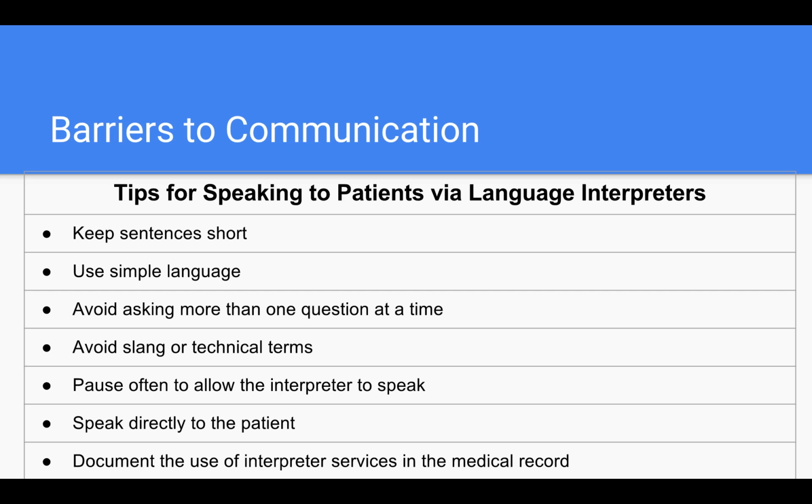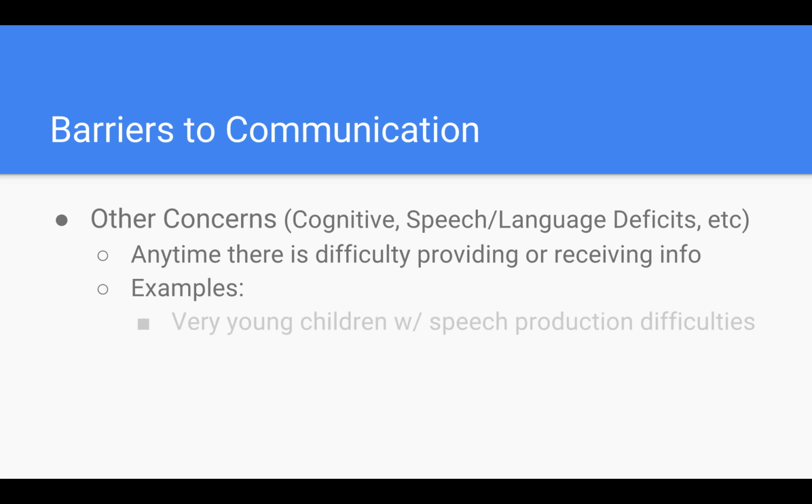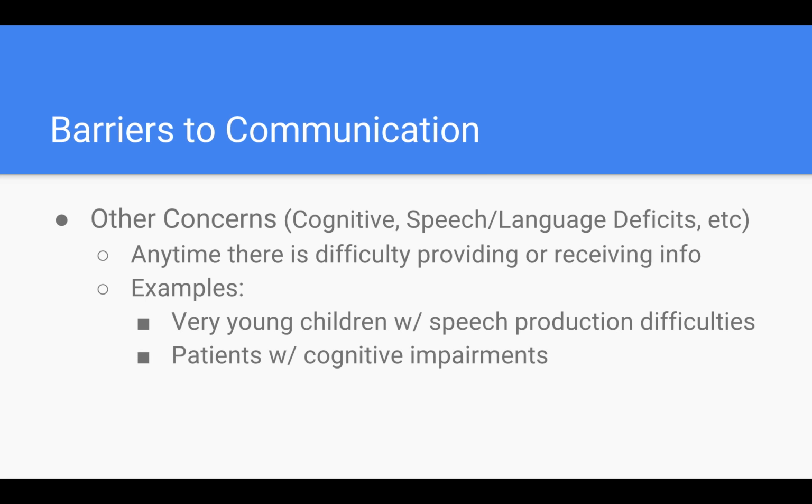Other concerns I haven't addressed as much: cognitive, speech and language concerns, etc. Anytime there's difficulty providing or receiving information, that's going to fall under communication barriers. Some common examples would be very young children with speech production deficits, maybe because of hearing loss, maybe because of unknown reasons. If they have any deficits there, of course that's going to be an issue. Patients with cognitive impairments, it could be traumatic brain injury, aphasia, dementia, you name it.